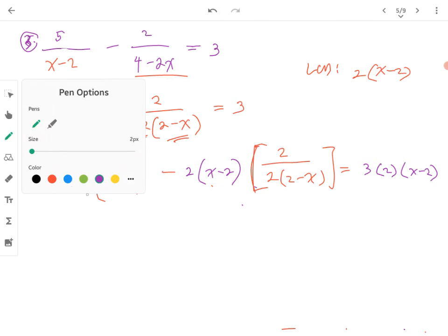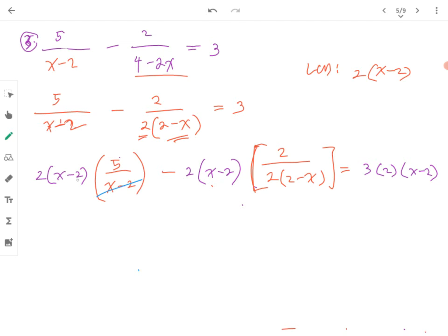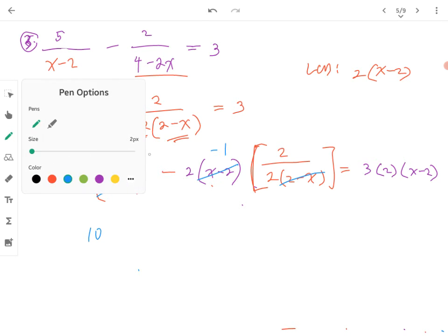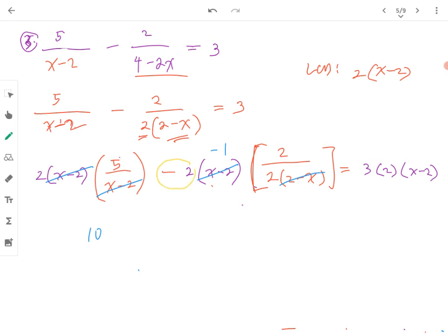By division, we can cancel this out. We can cancel this. So we have 2 times 5, so this becomes 10 here. Notice that 2 minus x and x minus 2, by division, are inverses. When we divide two inverse expressions, x minus 2 and 2 minus x, that becomes negative 1. So here we multiply negative 2, negative 1, and positive 2, and that is plus 4.